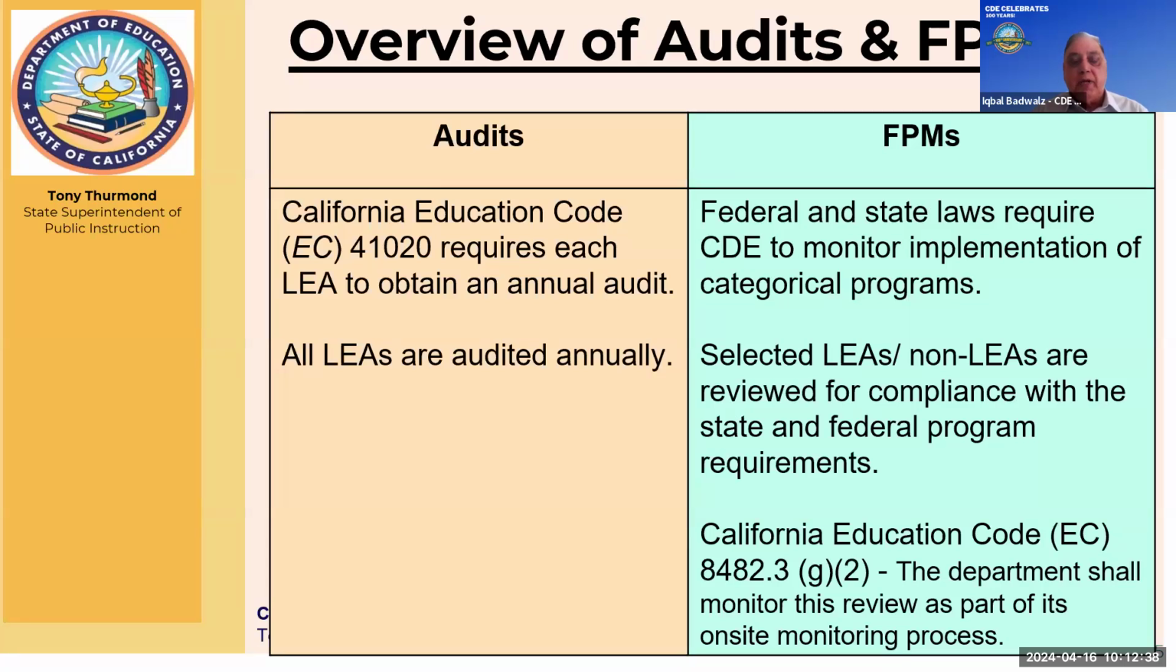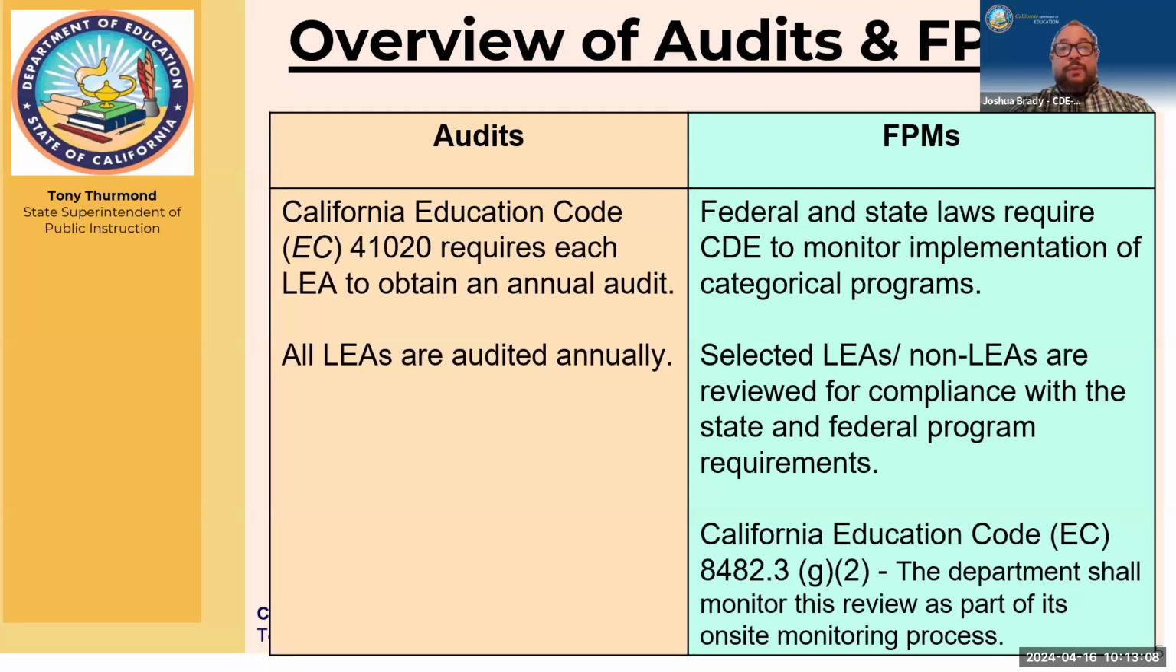California Education Code 41020 requires each and every LEA in the state of California to obtain an annual audit. Each and every LEA, which means districts, county offices of education, as well as charter schools. Each LEA needs to have an annual audit and submit their reports to the California Department of Education. Josh? Right. And with FPMs, federal and state law requires us to monitor categorical programs.